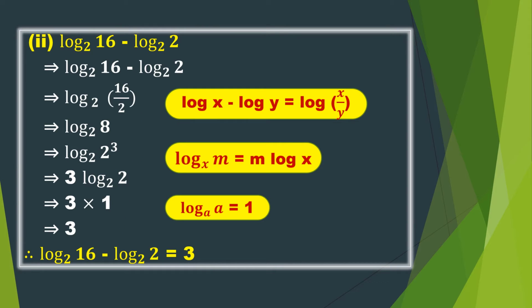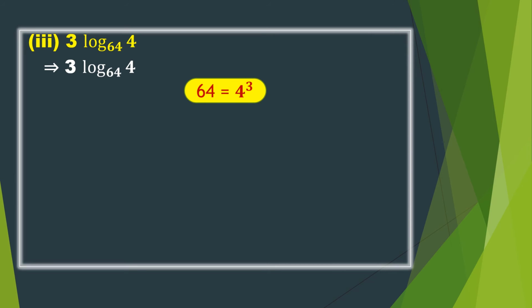Let us go to the next one. Here is your next question. 3 log 4 base 64. If you observe carefully, here 64 is there and here it is 4. So you should write this 64 in terms of 4, means 64 equal to 4 cube. When you do prime factorization for 64, you will get 4 cube. So instead of 64, I'll substitute 4 cube. So 3 log 4 base 4 cube.